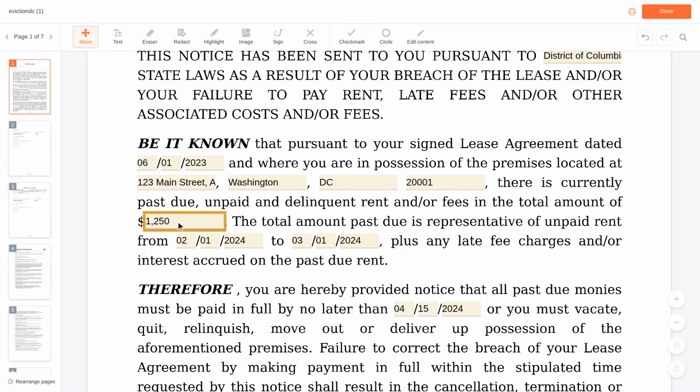Now, if you're serving notice by posting a copy on the premises, you'll need to take a photograph of that posted notice. And that photograph must have a readable timestamp showing the exact date and time it was posted.